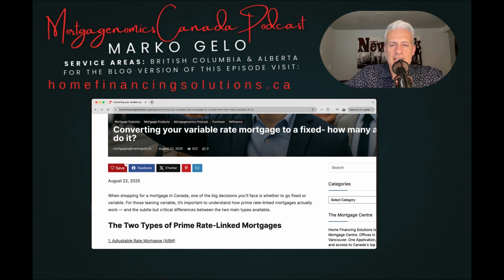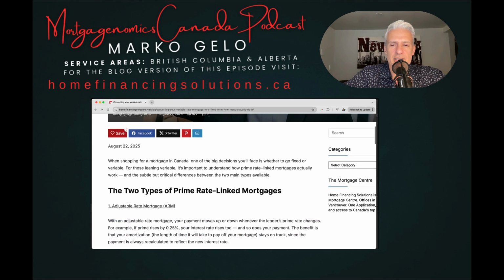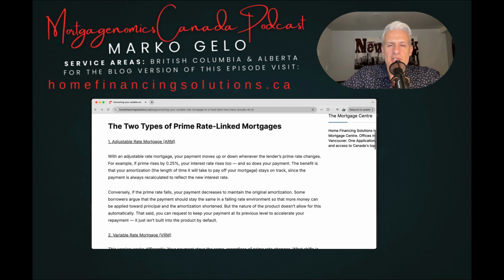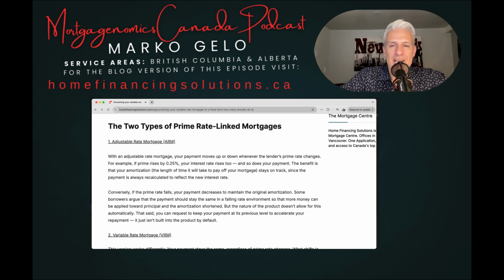So before we get into the conversion feature of variable rate mortgages, let's first get a handle on the fact that there are two types of prime rate linked mortgages. The first one is known as adjustable rate mortgage, also known as ARM. With an adjustable rate mortgage, your payment moves up or down whenever the lender's prime rate changes. So for example, if prime rises by 0.25%, your interest rate rises accordingly, and so does your payment.